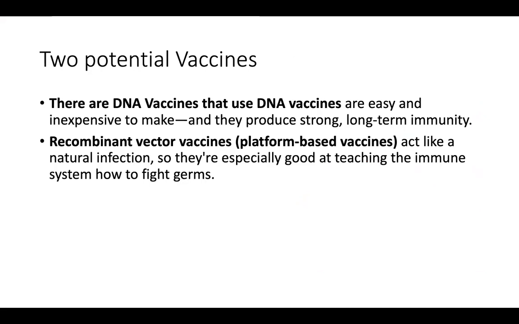And then these are two potential vaccines that are currently being worked on. They're DNA vaccines, which are easy and inexpensive to make, and they produce strong long-term immunity. And the next set are recombinant vector vaccines, which are platform-based vaccines, and they act like natural immunity, so they're especially good at teaching the immune system how to fight the germs.